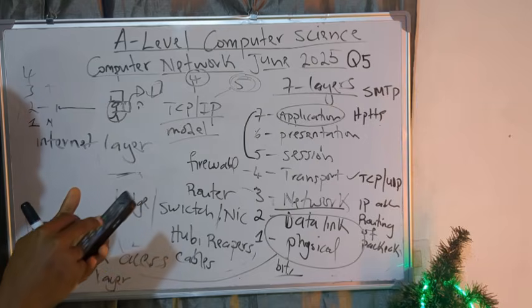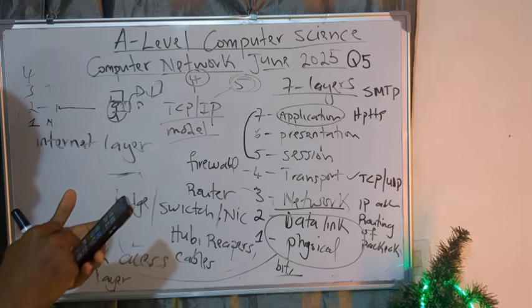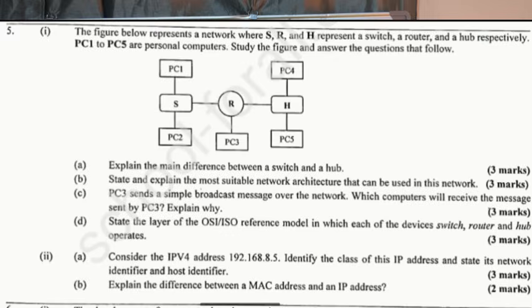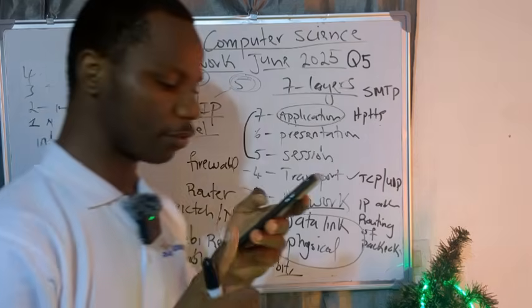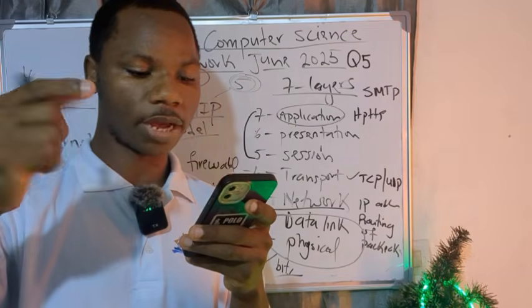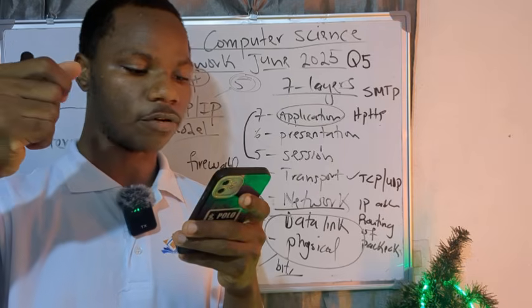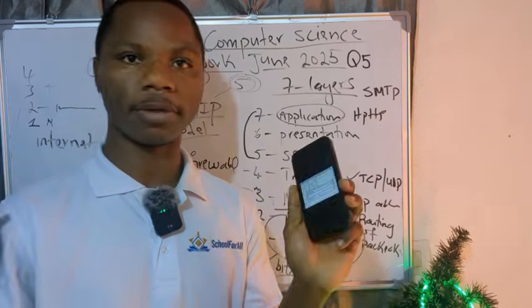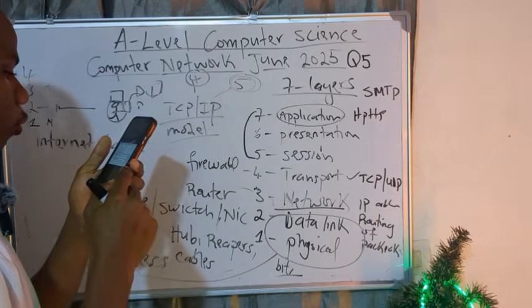So let us go back to our question. If you go back to the question, they say state the layer of the OSI reference model in which each of the devices, switch, router, and hub, operates. It's clear now. Let me start with the router. The router operates where? At the level of the network layer. The switch operates where? At the level of the data link layer, and the hub at the level of what? The physical layer. You have all your marks. It's easy.